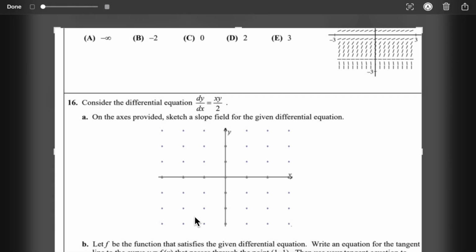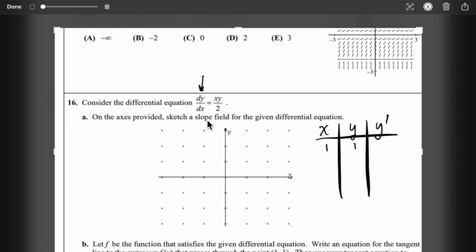In problem 16, we are asked to sketch the slope field. Again, this differential equation is solved for its slope. So the best way to do this is to make a table and then look for patterns that might speed up the process. All right, so we see when x equals 1 and y equals 1, the slope is going to be 1/2. When x equals -1 and y equals 1, the slope is going to be -1/2.